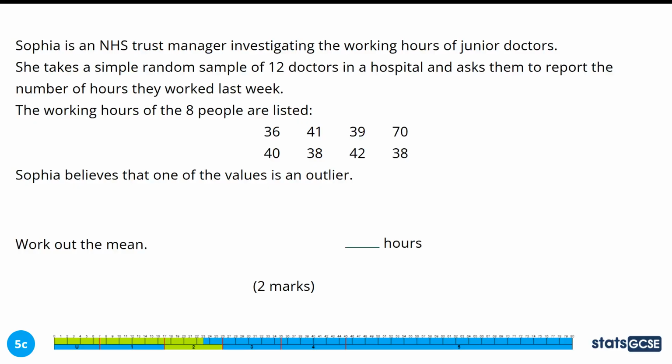Work out the mean. To find the mean, we need to add up all the numbers and then divide by the amount of numbers. We're told that there's 8 people, so we're going to do 344 divided by 8, which will equal 43 hours. Work out the range. The range is the biggest take away the smallest. The biggest number here is 70 and the smallest is 36. 70 take away 36 is 34.